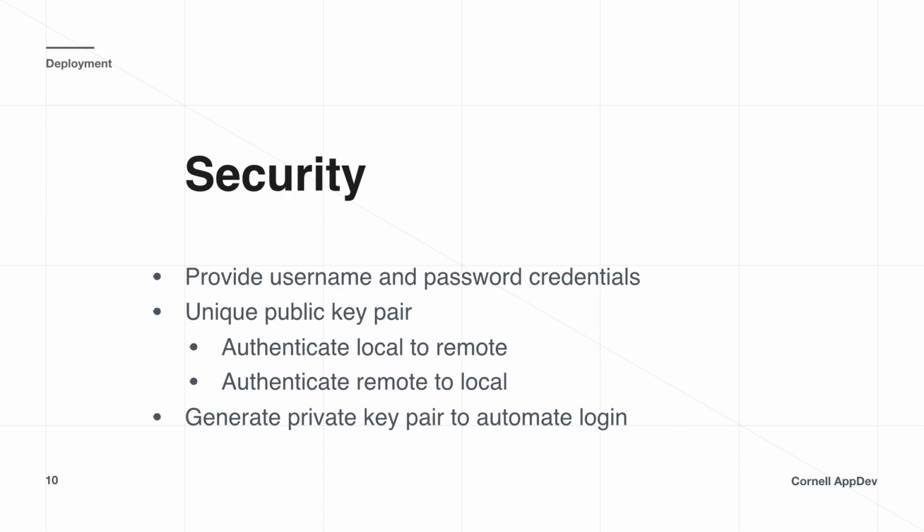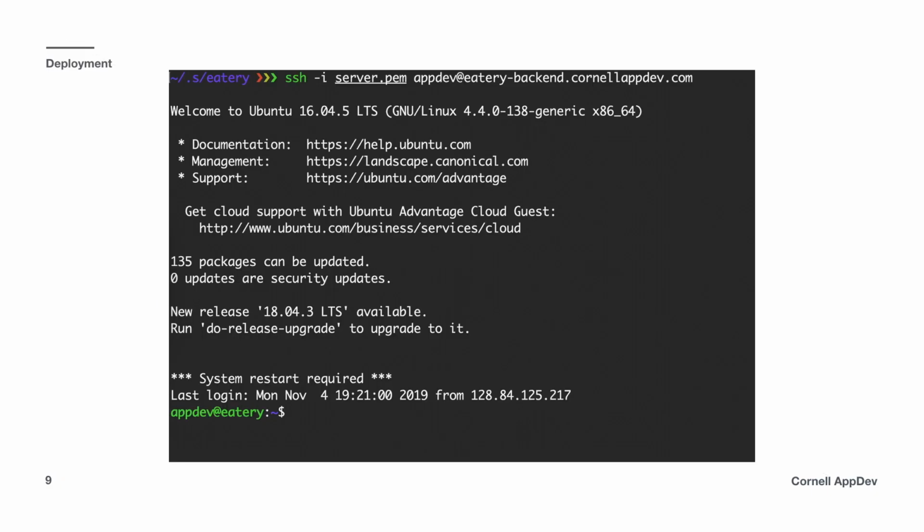Alternatively, we can also generate private key pairs. These are very secret and we like to keep them very secure. A private key pair allows us to skip the username and password login. And as you saw at the top of mine, I indicated I'm using a server key pair with the -i server.pem. That's a file I have in my local directory. By accessing that file, I don't need to type in my username and password because it knows I have this key pair that knows who I am. So these private key pairs are user specific. Each user will have a unique one, or you can have one key pair correspond with one user. In this case, this user is AppDev, and Eatery is the server name.